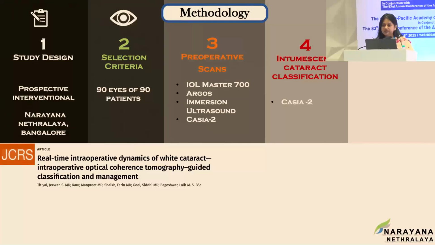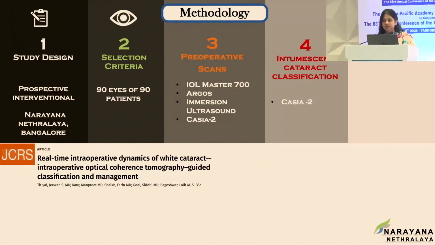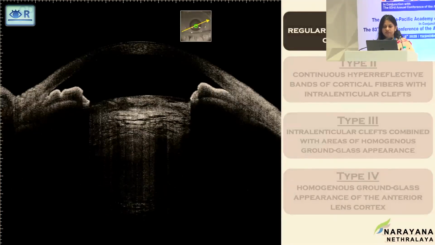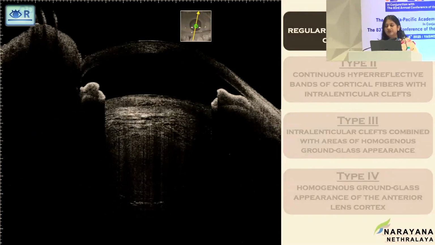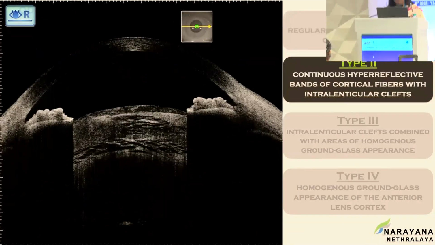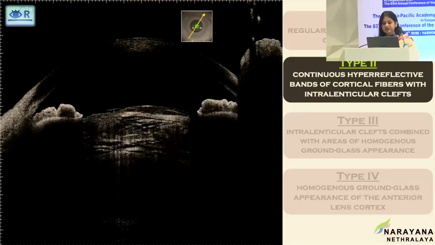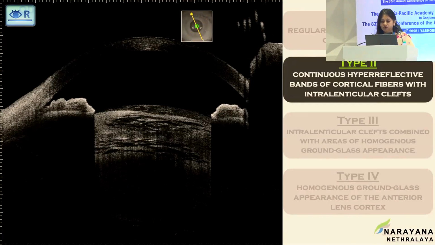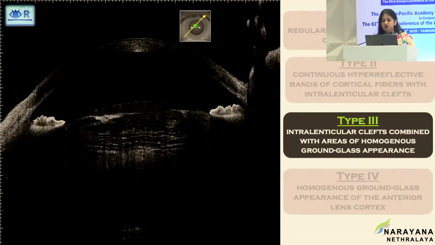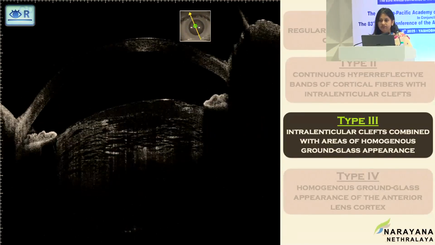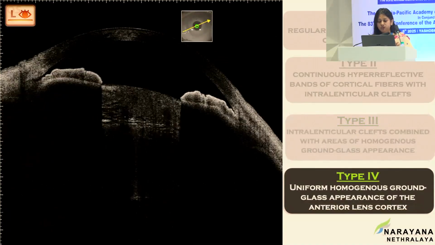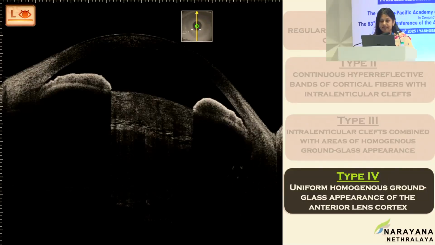On ASOCT, the patients were classified into 4 groups based on the IOCT classification given by Dr. Titiyal et al. Here, this is type 1, where there are regularly arranged lamellar cortical fibers with very minimal clefts. This is type 2, where the clefts have increased and there are continuous hyperreflective bands of hydrated cortical fibers. Going to type 3, these clefts join together and form a homogeneous ground glass appearance along with intralenticular clefts. Finally, type 4 is a uniform homogeneous appearance of the anterior lens cortex.